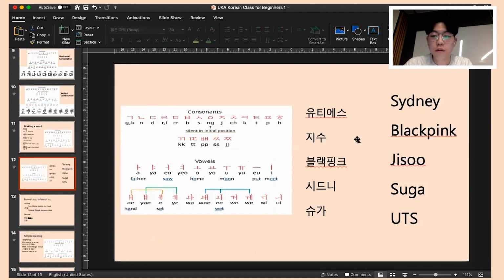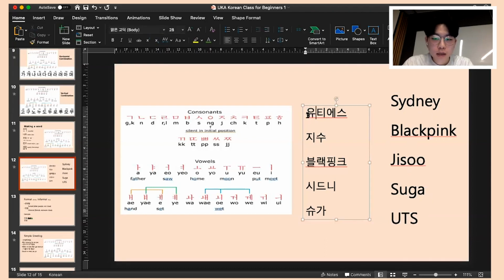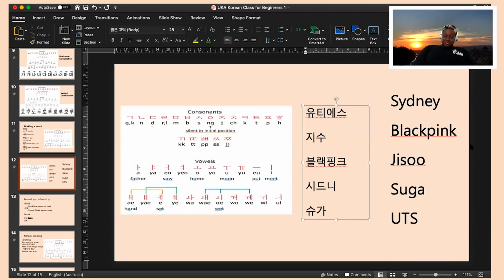Yeah, and we'll go through some more words. Here are some words jumbled up, so this doesn't mean this, Sydney. So we have to match them up. Now we have these five words. We'll go through them one by one. Actually, we'll go with this one. Does anyone know how you could pronounce this word? UTS. There we go. Yep.